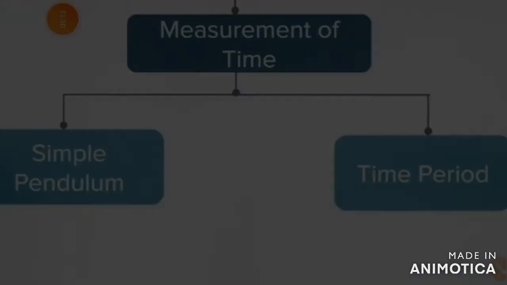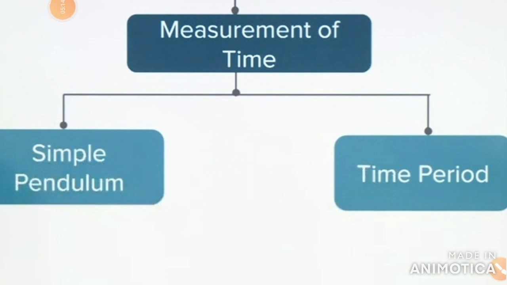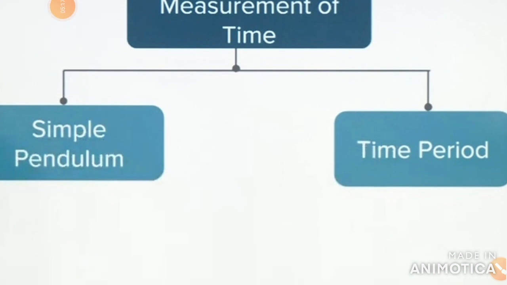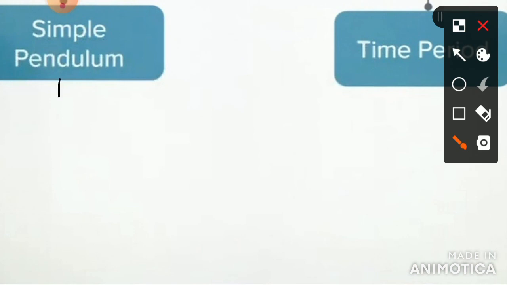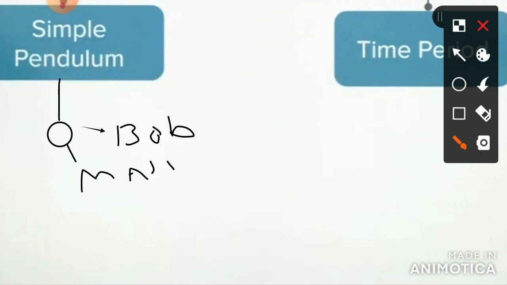Now let's see the measurements of time. Here the measurements of time are simple pendulum and time period. The simple pendulum is nothing but a thread with a hanging object. This hanging object is called the bob, and it has some mass.